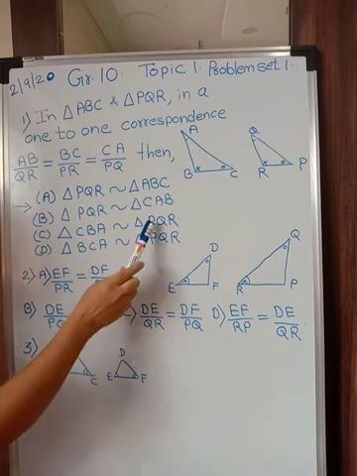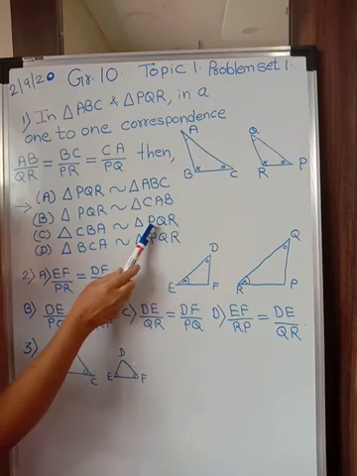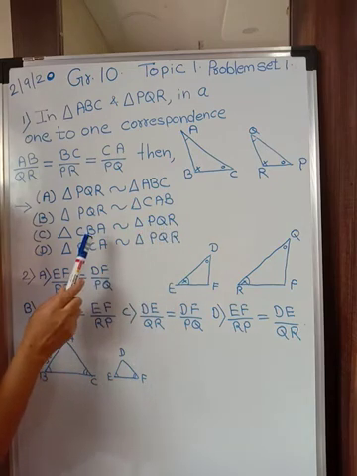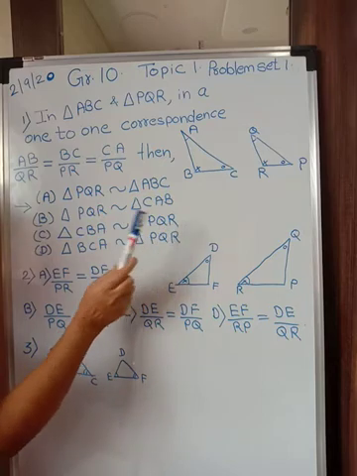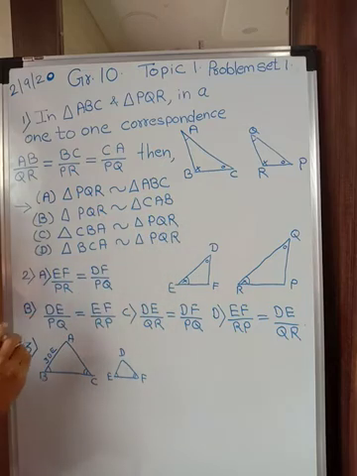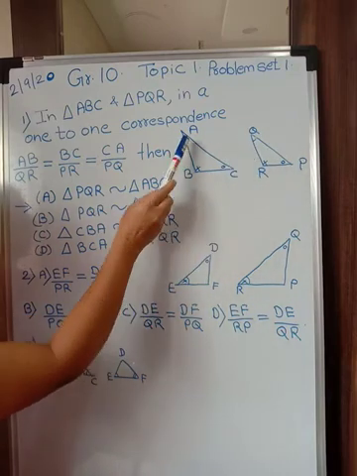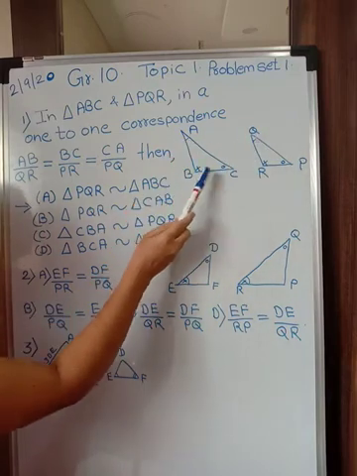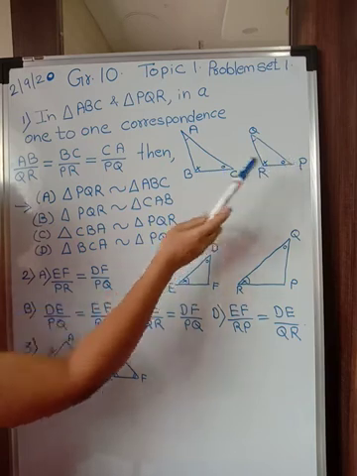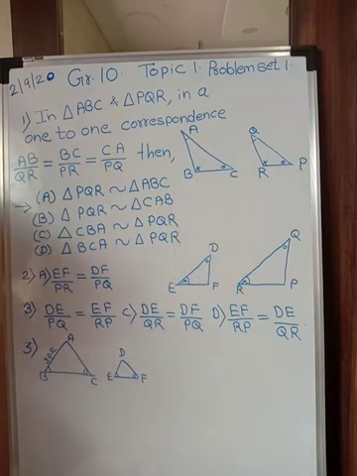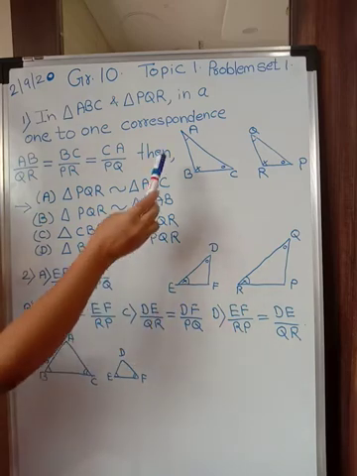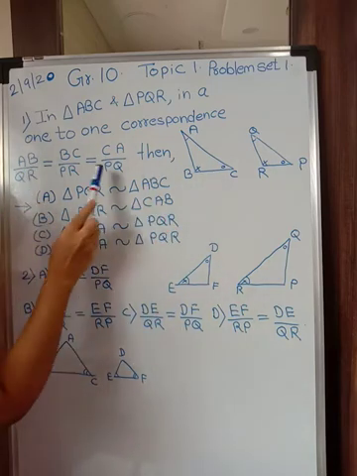That means, if I am writing PQR first, angle P should match with the first letter of the other triangle. Similarly for Q and similarly for R. Now let us start with PQR first. So P, Q and R. In the diagram you can see angle A is equal to Q, B is equal to R and C is equal to P. Now why I have given it like this is because they have given this correspondence.